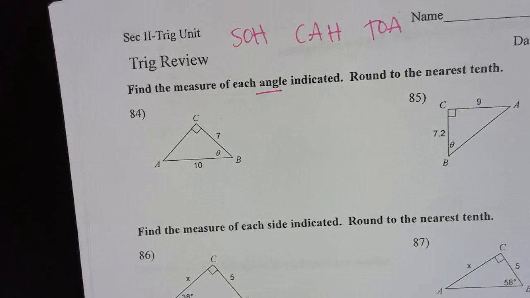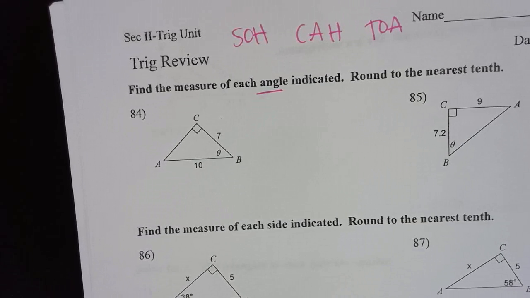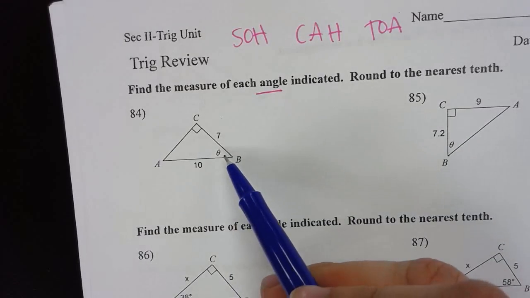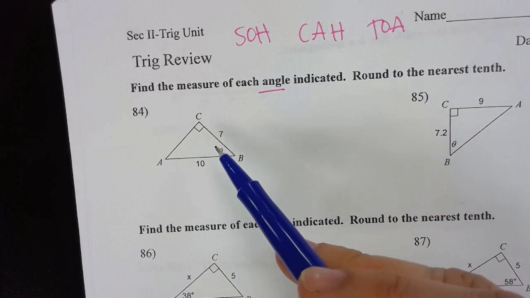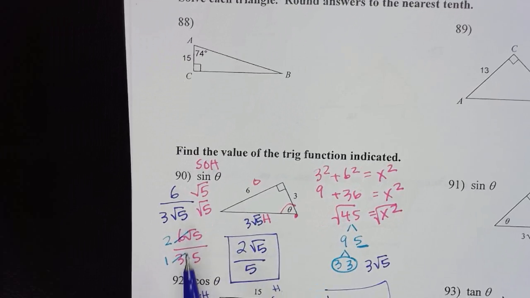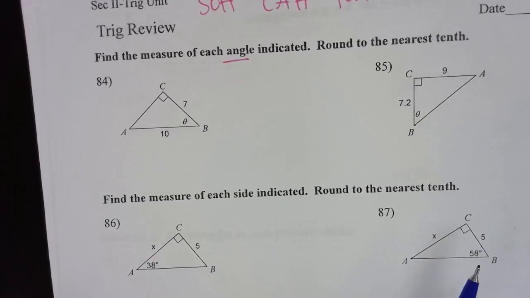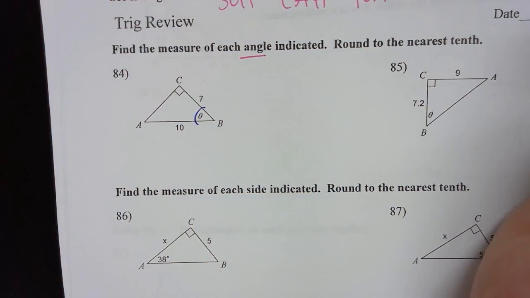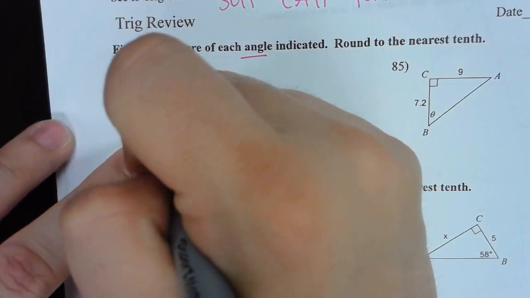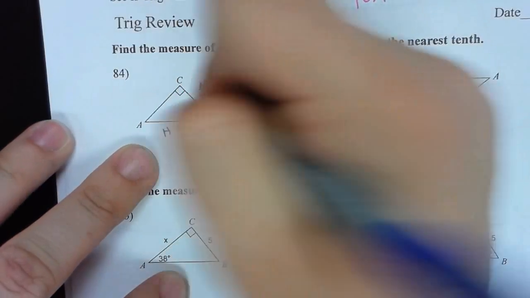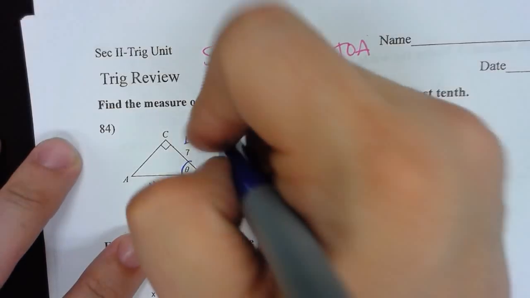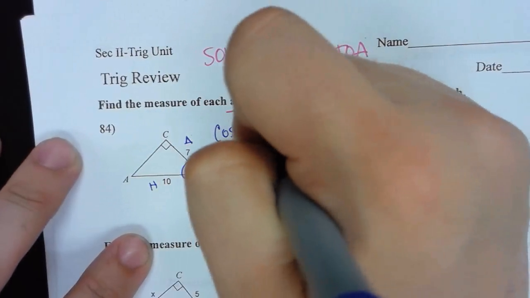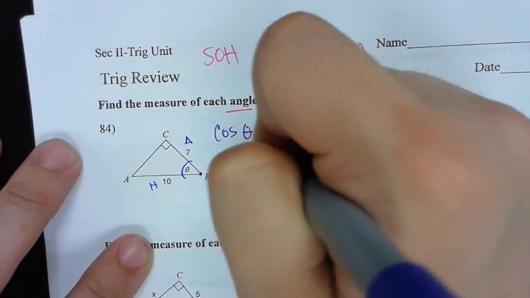Alright, let's jump back up to number 84 now really quick. Find the measure of each angle indicated. So this one, I need to find theta. It doesn't matter if I use sine, cosine, tangent. I've got to use what the information gives me. I'm not looking for a specific one like I am on 90 through 93. My goal, find theta. So this is my angle. If you're standing right here, the h is the 10. The other one next to you is the adjacent. A and h uses cosine. So we'll say cosine of theta equals adjacent over hypotenuse.